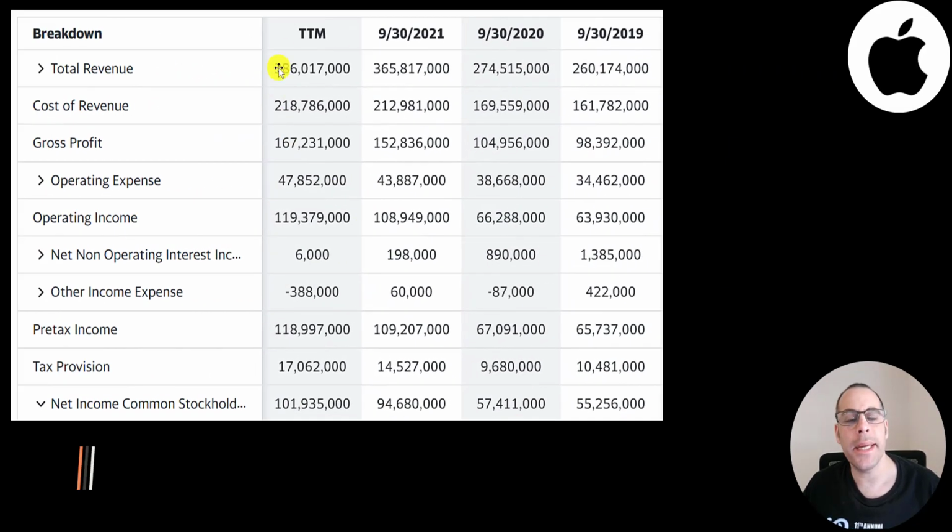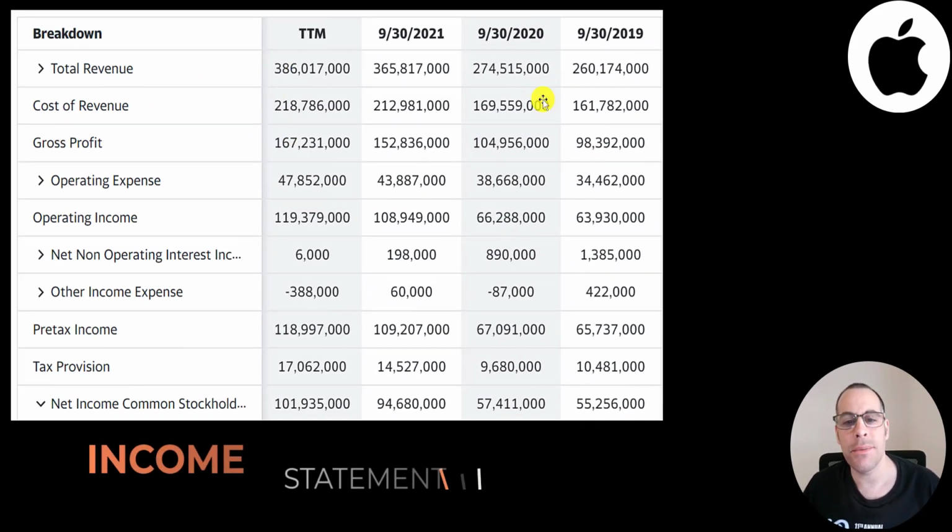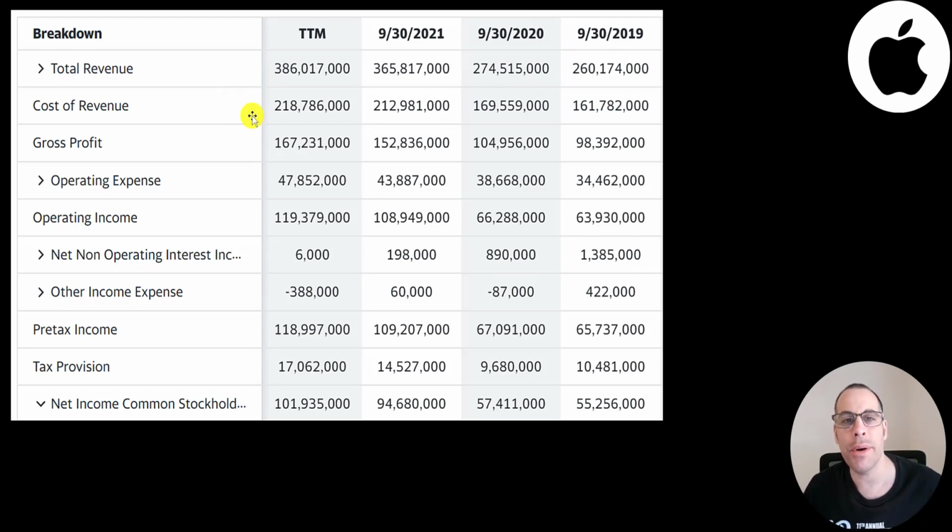This is the company's income statement. The top line is the revenue, the sales. Below that is the cost of revenue. These are the expenses directly related to generating the revenue. Revenue minus cost of revenue gives you your gross profit, and that's highest in the trailing 12 months at 167 billion. Below that is their operating expenses.